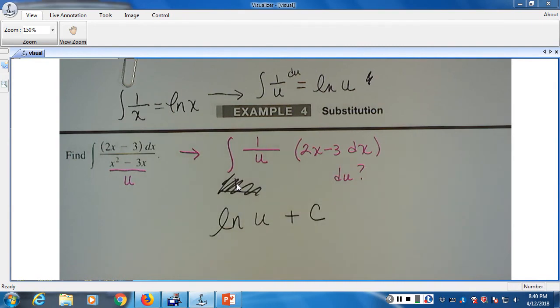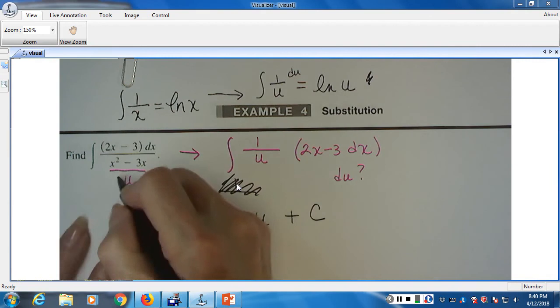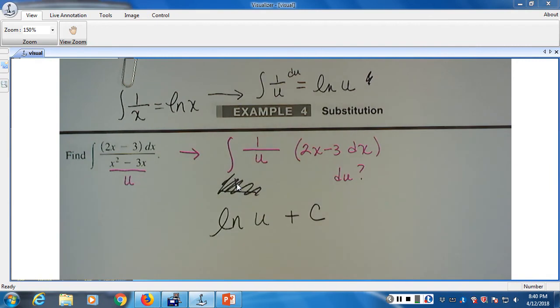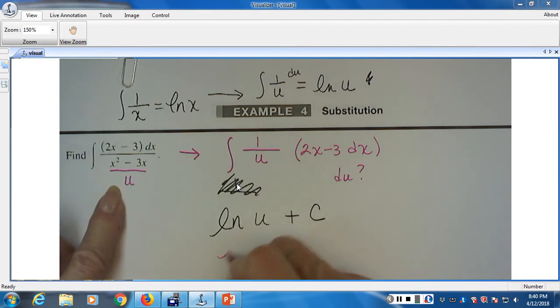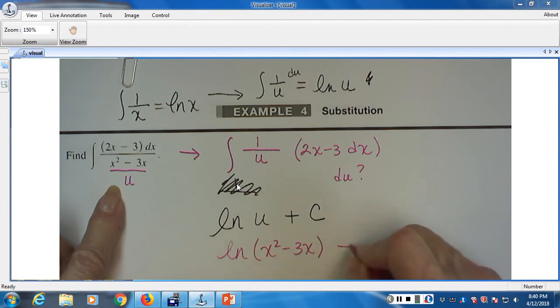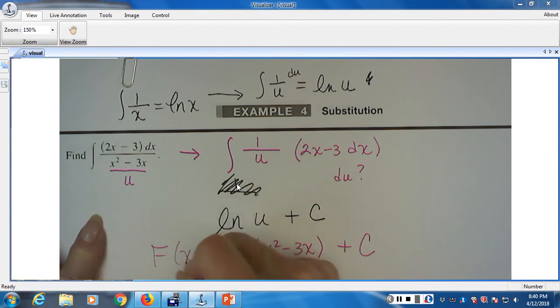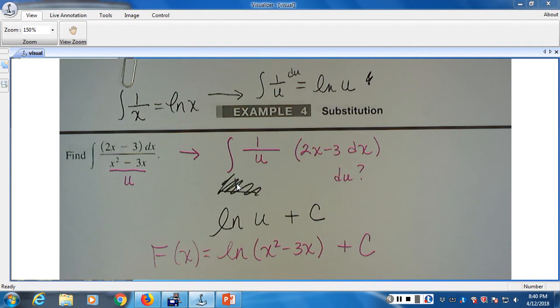And since u is this, then that's going to be the natural logarithm of x squared minus 3x plus a constant. And there's your family of functions. Did y'all get that? That's right. High fives. Y'all deserve it. Y'all done good. You did good.